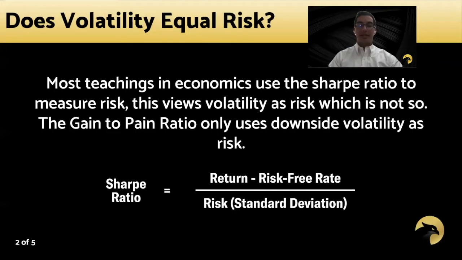A common way to measure risk in a portfolio, taught by economists and found in most investment literature, has to do with the Sharpe ratio. This ratio is used to measure risk, but takes performance and divides by volatility in one's portfolio. There's a critical issue with this calculation. An alternative ratio to track trading performance and identify the best strategy for you would be the gain to pain ratio, which only uses downside volatility as risk.